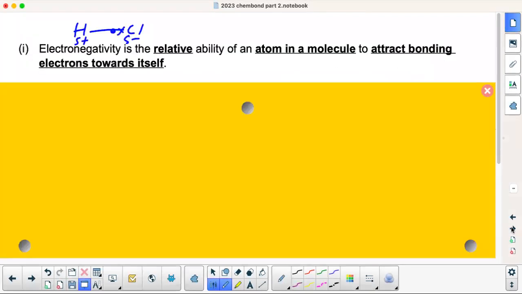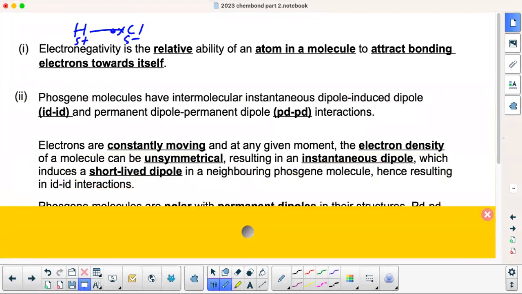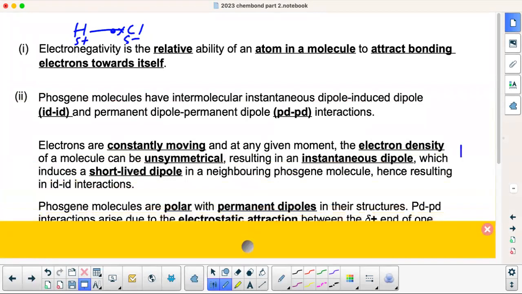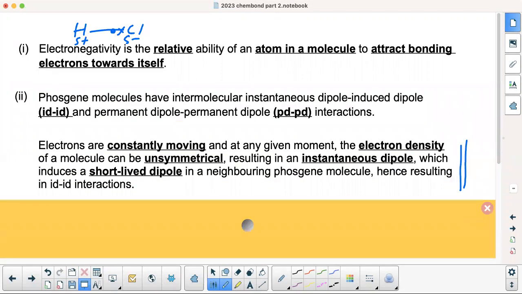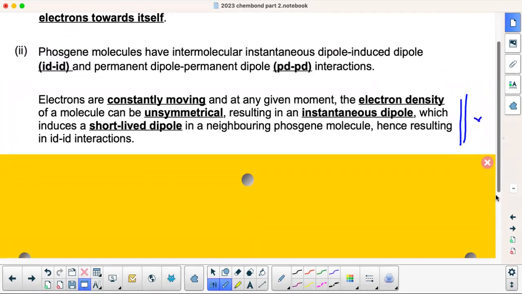Okay, so let me see here. Don't need to write this one, because I made you write it just now, how ID is formed. But I want you to write how PD is formed now. This one you can just get from just now. It's the same concept. Okay, how is PD formed?